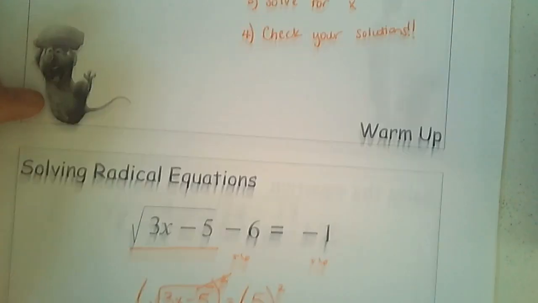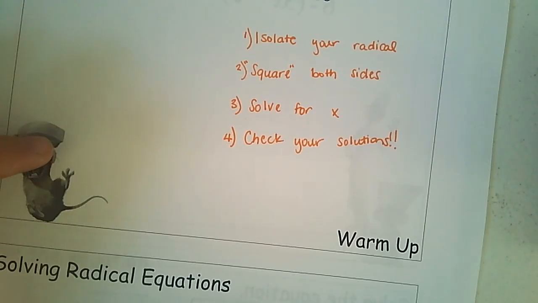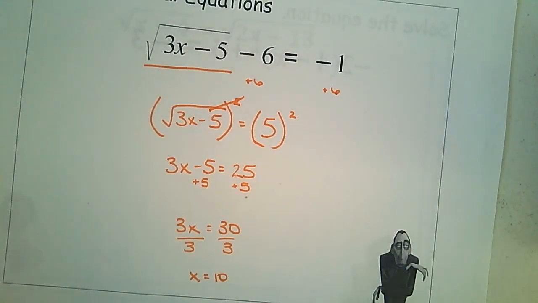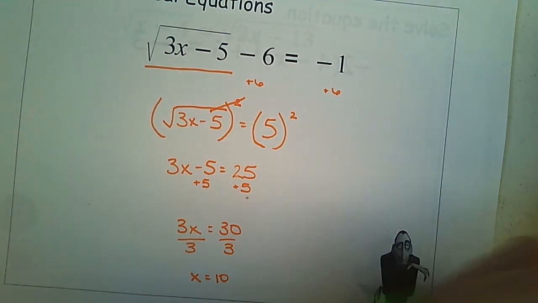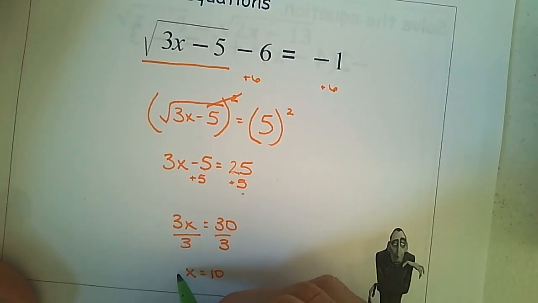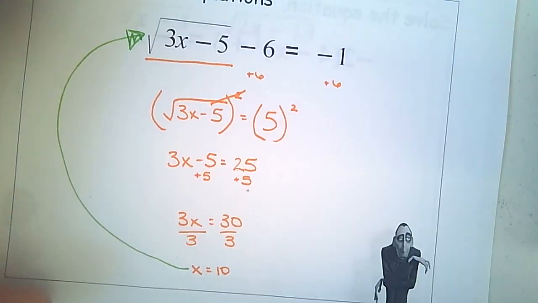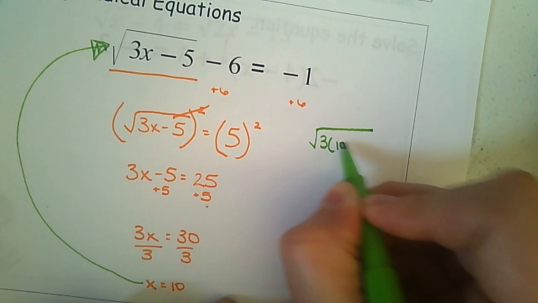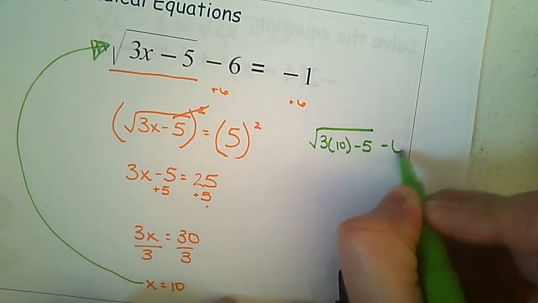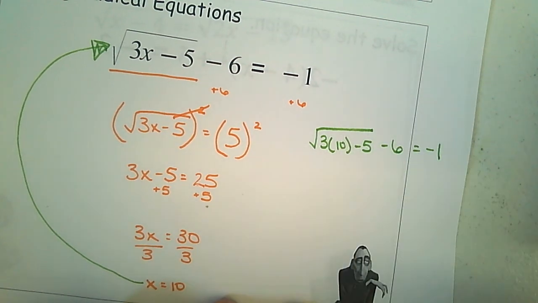Now, this last step is super duper important. We need to make sure we check our solutions. So I'm going to go ahead and do that. I'm going to plug my potential answer into the original function in for x and see if I get negative 1 in return.